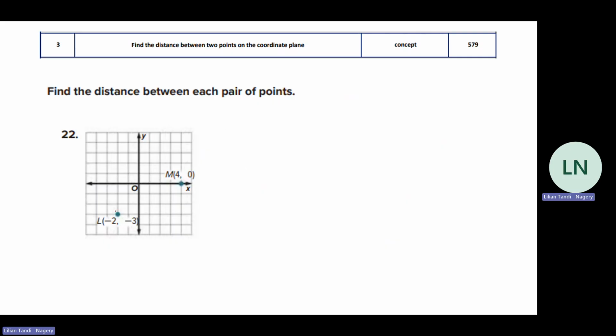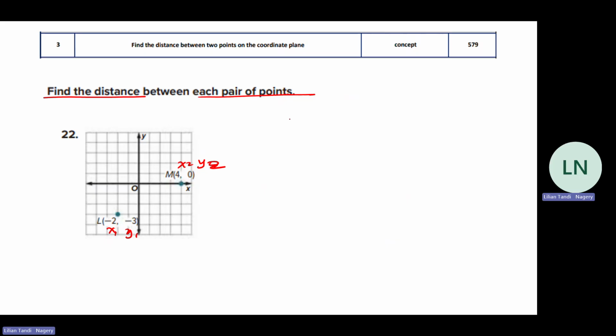Okay, same thing here. Step 1, you read, it says find the distance between each pair of points. You label your ordered pair. These things are called ordered pairs, or coordinates, or points. So you should know the different names being used. Then you label x1, y1, x2, y2.